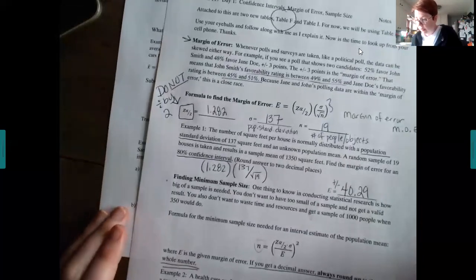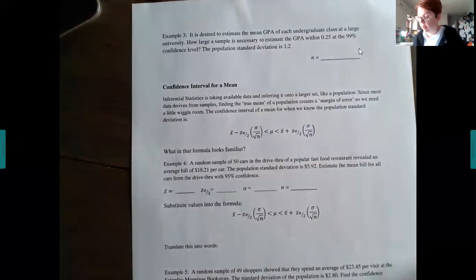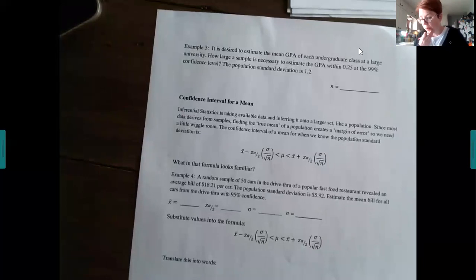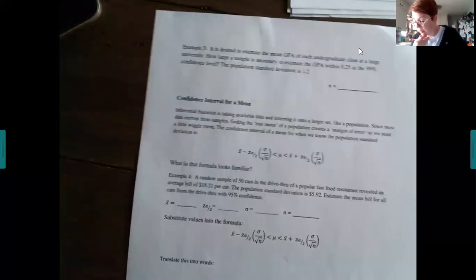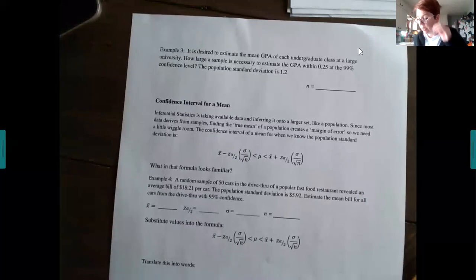Then the next thing, oh, let's do another one since it's right there. I thought we only had one. Okay. And so here it says it's desired to estimate the mean GPA of each undergraduate class at a large university. How large a sample is necessary to estimate the GPA within 0.25 at the 99% confidence level? And then it tells us the standard deviation.